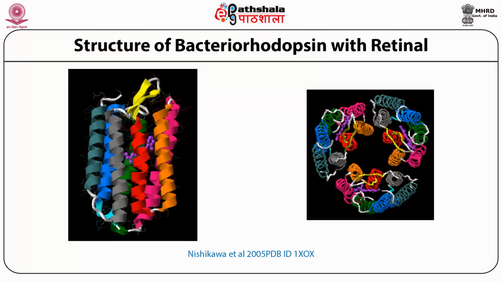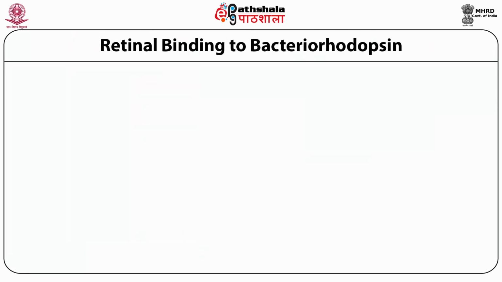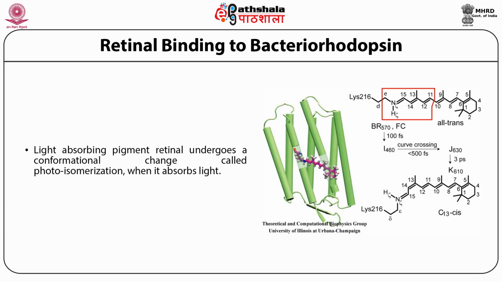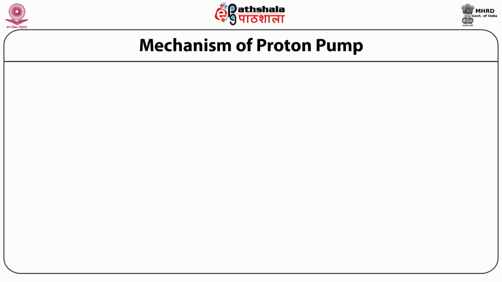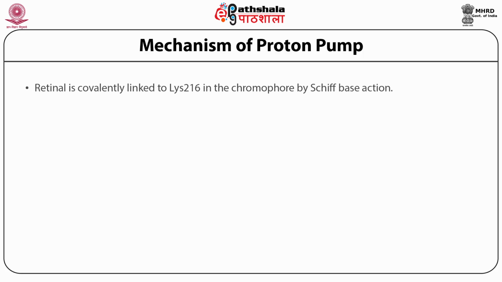We show in the picture the structure of bacteriorhodopsin with retinal in purple color, whereas here we show a trimer where the 3 protein chains are arranged in a symmetry. How does retinal act? Bacteriorhodopsin binds retinal, the light absorbing pigment. When it absorbs light, there is a conformational change called photoisomerization. Now, this activates the proton pump. Retinal is covalently linked to lysine 216 in the chromophore by Schiff base linkage.